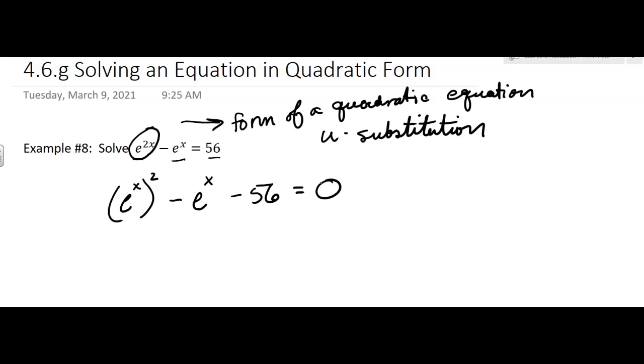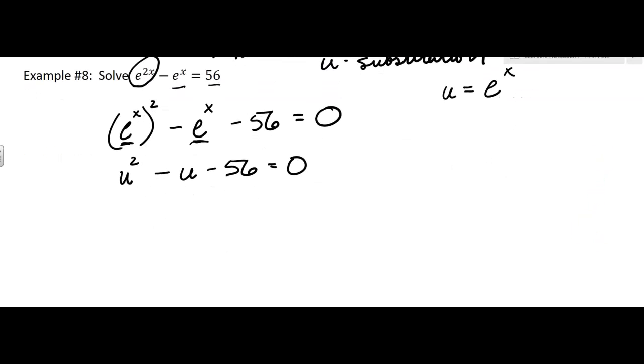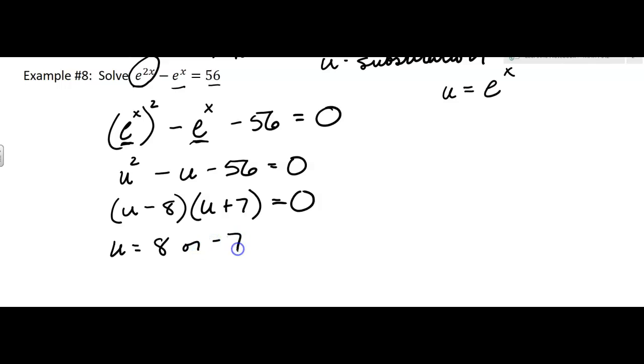So what we're going to do, and why is that? Because this e to the x is the same as this right there. All right, so what we're going to do is let u equal e to the x. Now hold on to that because we're going to need it. Then we can write this as u squared minus u minus 56 equals 0. That says, oh, that's a quadratic equation. I can factor that. So you get u minus 8 and u plus 7. All right, so u could be 8 or negative 7.